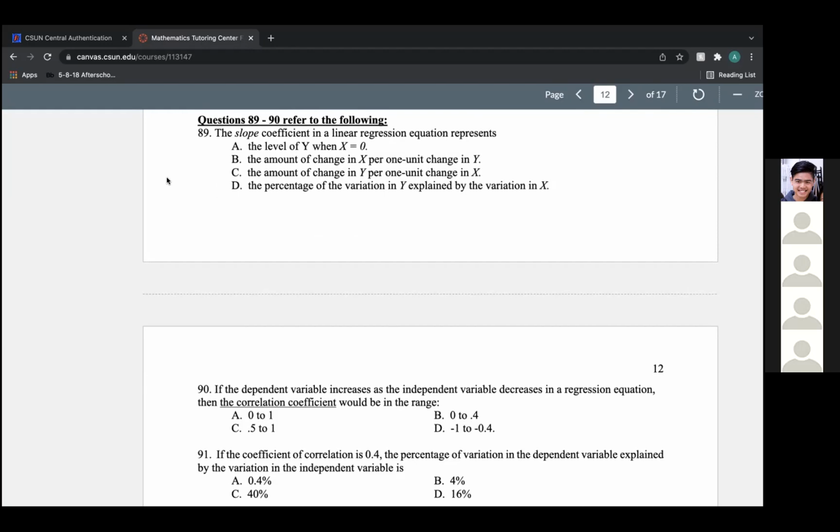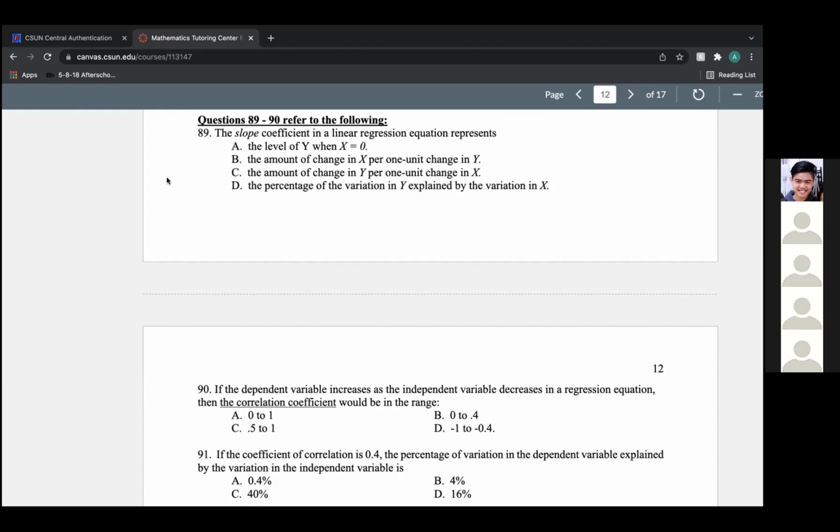90. If the dependent variable increases, so y goes up, as the independent variable decreases, as x goes left, so that I have a negative slope, the correlation coefficient would be in negative values. It has to be D, negative 1 to negative 0.4.